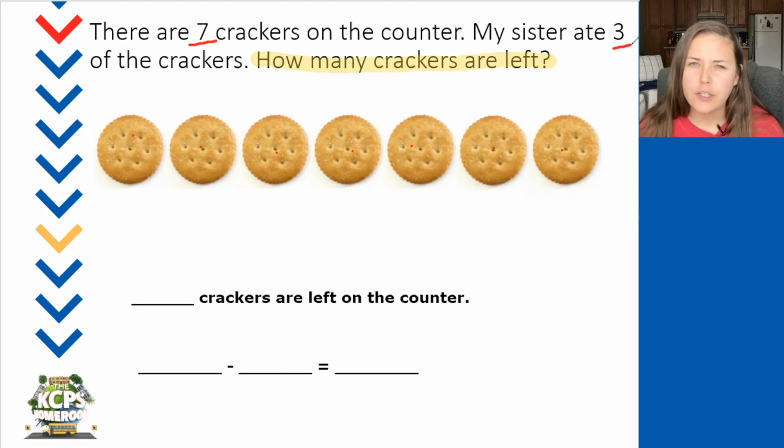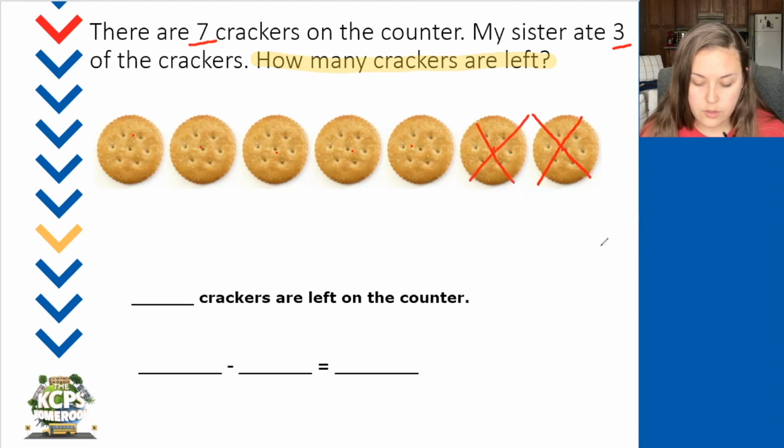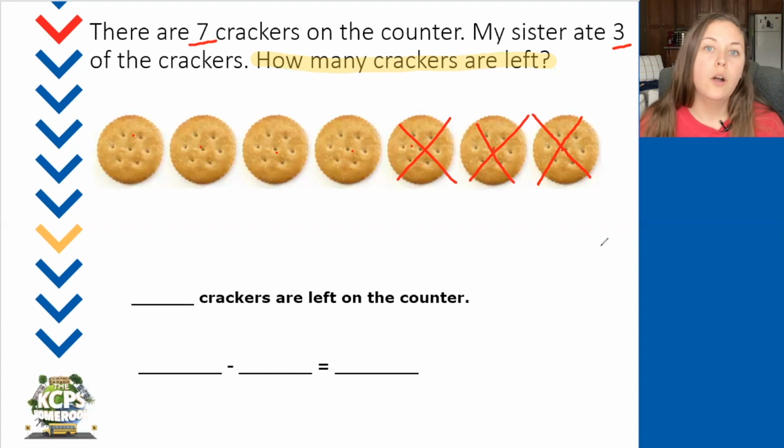How many crackers are we taking away? 3. Great job. And then our question is, how many are left? So I'm going to model taking away 3 of the crackers by putting an X on 3 of the crackers. So there's 1, there's 2, and there's 3. And it doesn't matter which side of the row you start on, or if you X some out in the middle, just make sure you take away 3.